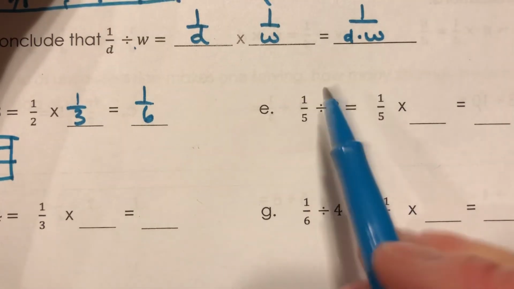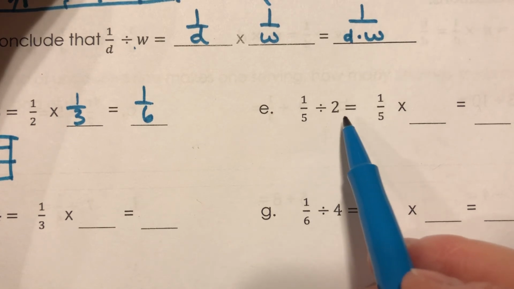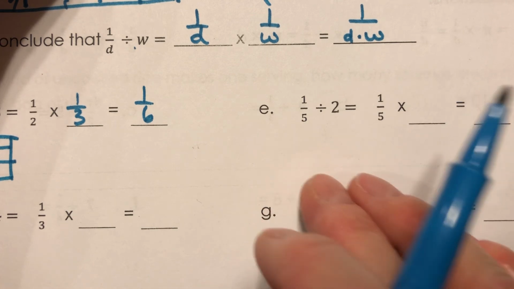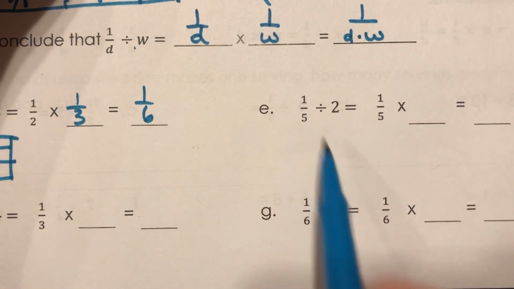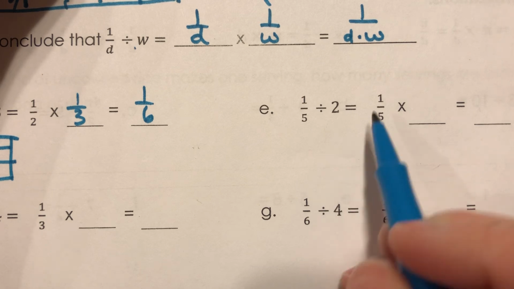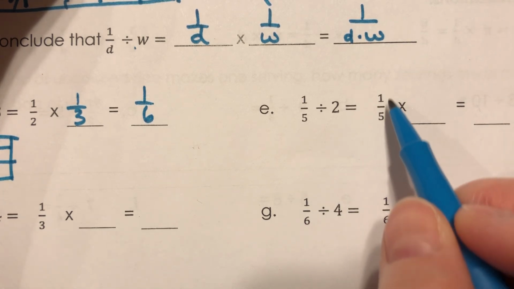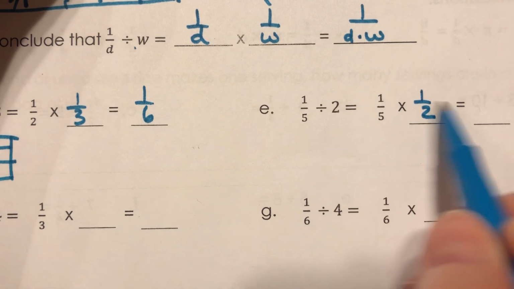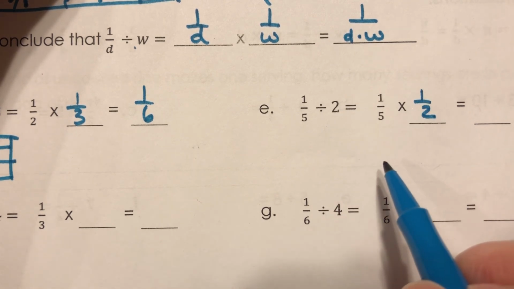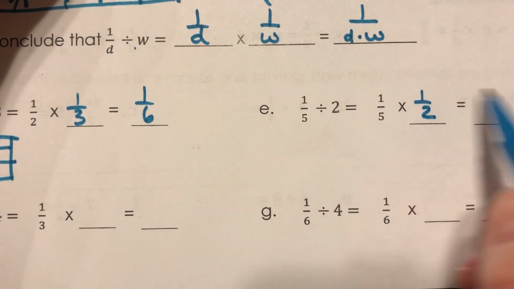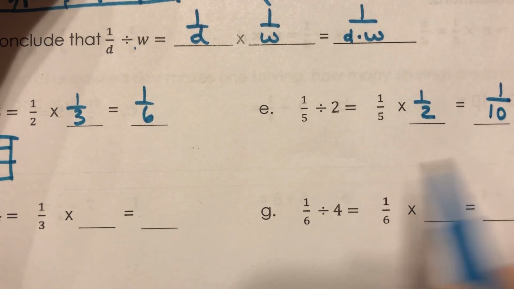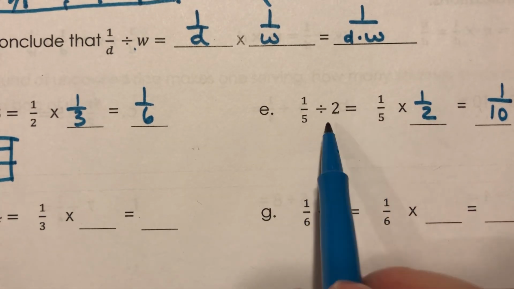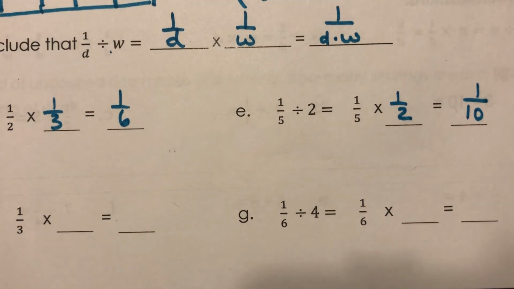All right, for letter E, 1/5 divided by 2. So that would mean, I'm not going to draw this one out, but I would take one whole, cut it up into 5 pieces, and then I would take those 5 pieces and cut those in half. And what would I have as a result? I'd end up with 1/5 times 1 over 2. I take this number and I'm just putting a 1 over it. It's called the reciprocal of it. So 1 times 1 is 1, and 5 times 2 is 10. So if I had 1/5 of something and I wanted to share it between 2 people, each person would get 1/10 of the whole.